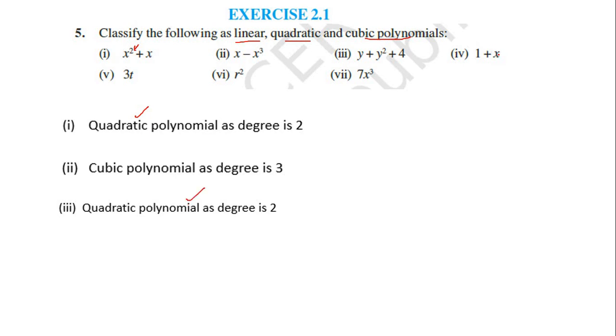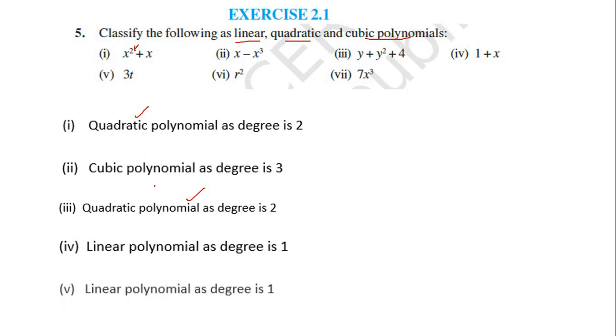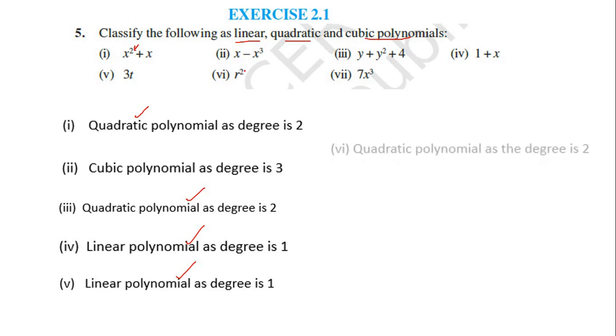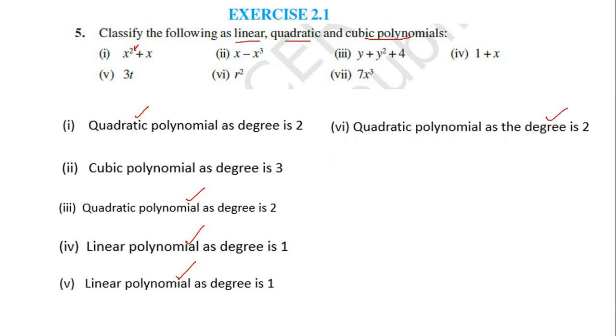Next you can see here the degree is 1. Right? So the degree is 1, and it is called a linear polynomial. In the fifth part you can observe again the degree is 1, so it is also a linear polynomial, because the degree is 1. In this case there is a variable r and the degree is 2, so it will be a quadratic polynomial. Similarly, the next part is the last part in this question. If you check, the degree of the largest term is 3, so it is a cubic polynomial. In this way you can do exercise 2.1.